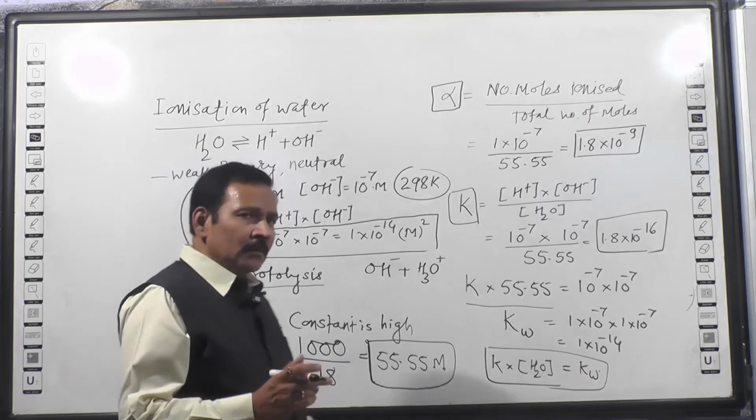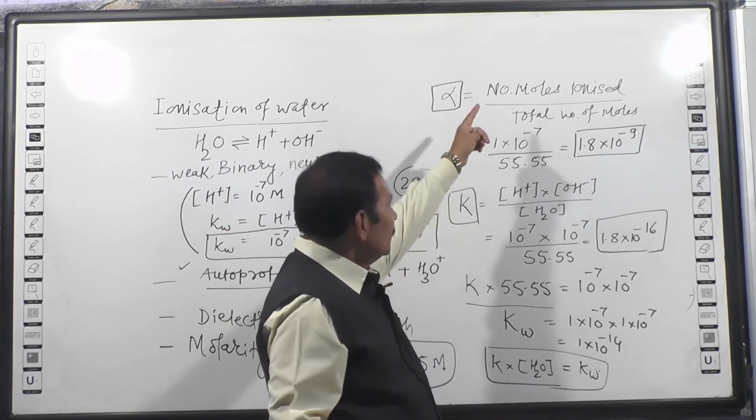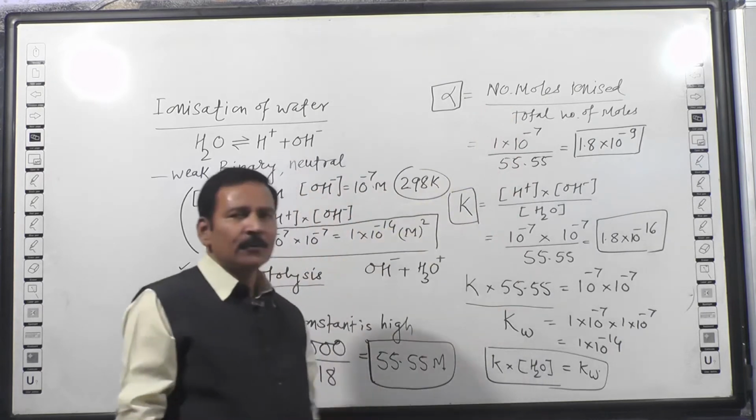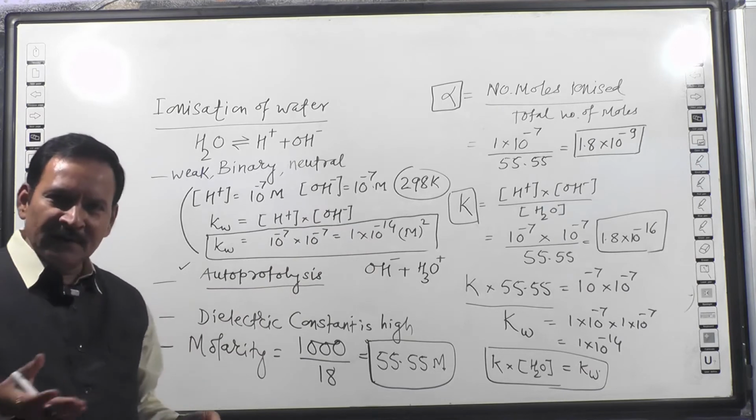Now, what is the degree of ionization of water? Number of moles ionized divided by total number of moles. तो ionized moles 10 to the power minus 7.